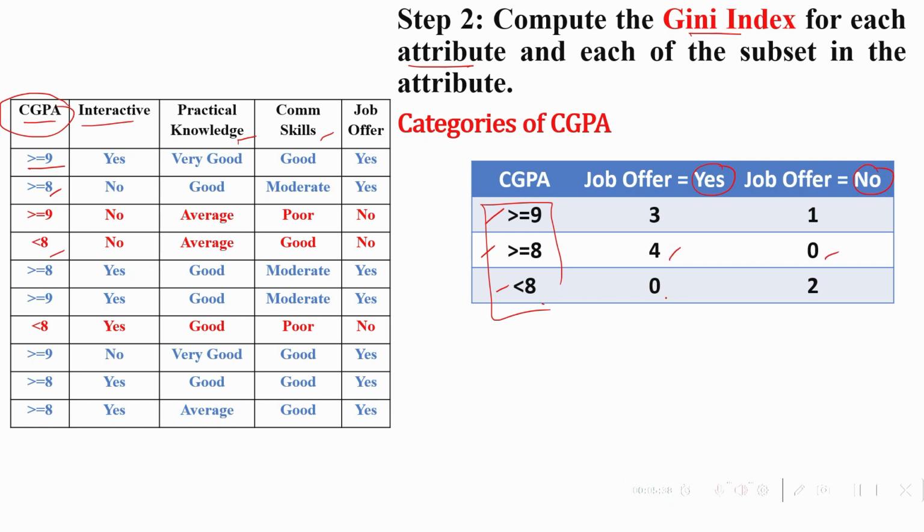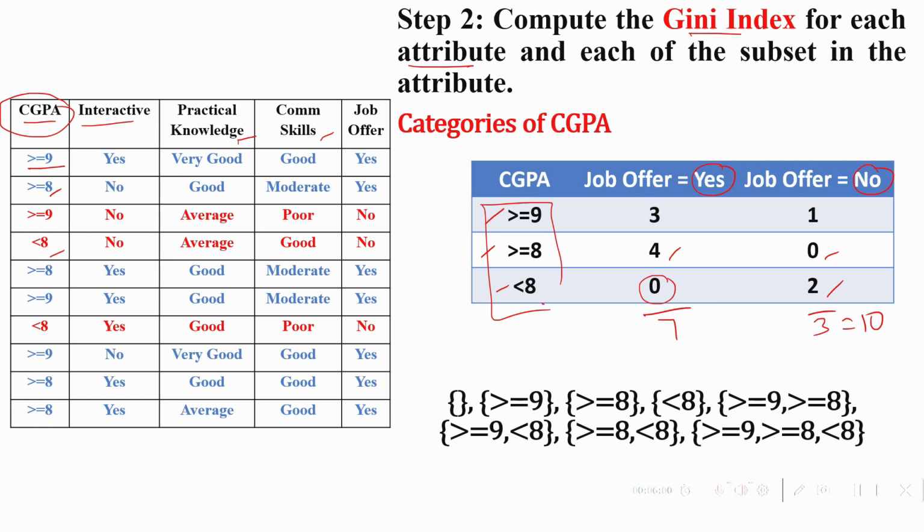And for less than 8, we have 0 yes for job offers and 2 no's. So the total number of elements is 10. Okay, 3 plus 4, the total number of yes is 7 and the total number of no's is 3, so totally equal to 10. So this is the splitting of the data.